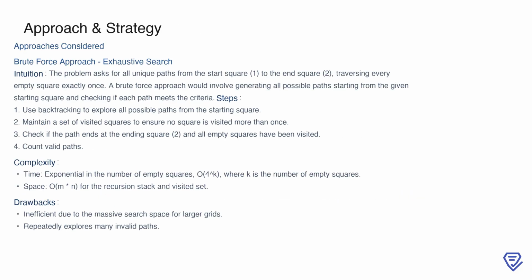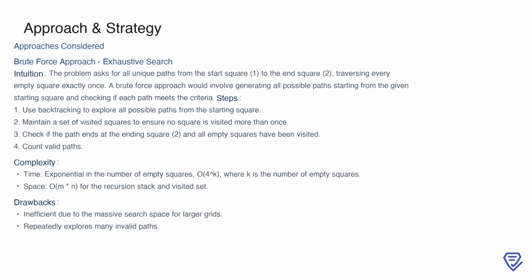To solve this problem, we need to find all unique paths from the start square to the end square, ensuring every empty square is visited exactly once. A straightforward way to approach this is through a brute force method, which involves exhaustive search. The idea here is to generate all possible paths starting from the given start square. We can use backtracking to explore each path, maintaining a set of visited squares to ensure no square is visited more than once. If a path satisfies the conditions, ending at the target square and visiting all empty squares, it's counted as valid. However, this approach has significant drawbacks.